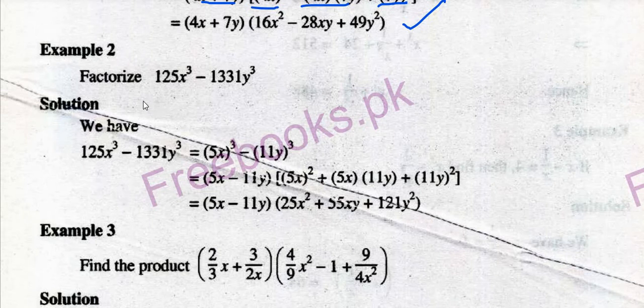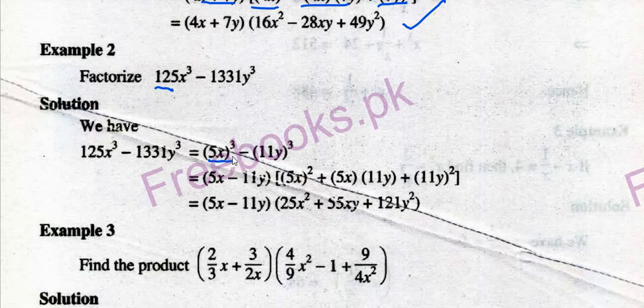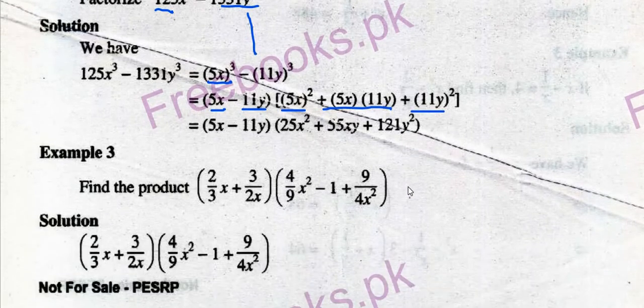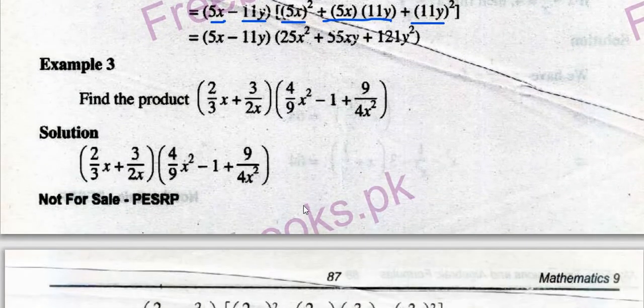Similar way, which number is the cube of 125? 5. We can write it as 5 cube, and we can write the other as its cube. Just open the formula, a minus b, a square plus ab plus b square. Okay, just open the formula, just apply them. Find the product of these. How to find the product of these?